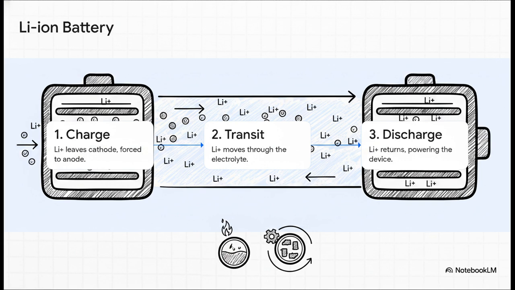It's a brilliant system, though as you might have heard, researchers are actively trying to shift away from flammable liquid electrolytes towards solid-state batteries to prevent thermal runaway and make the whole thing safer and even more efficient.